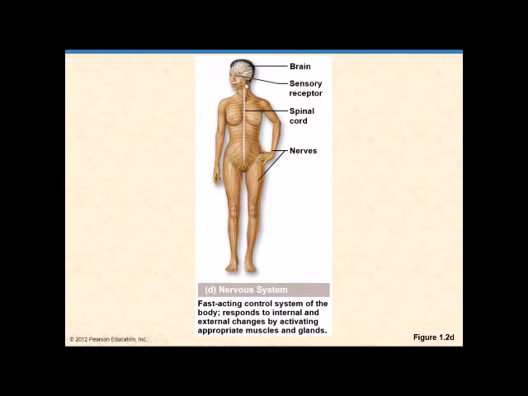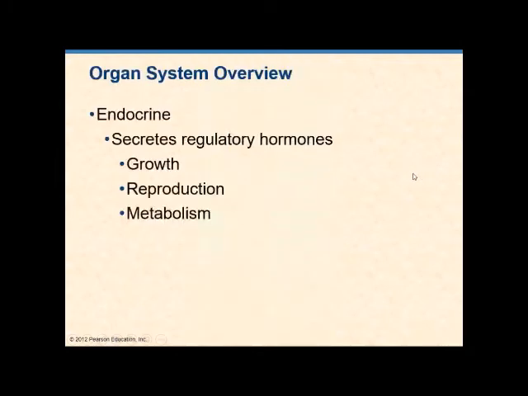And here's basically what it contains. It's got the brain, various receptors, it's got the spinal cord, and then it's got nerves that branch out. So the brain and the spinal cord are your central nervous system, and the rest of it is your peripheral nervous system.